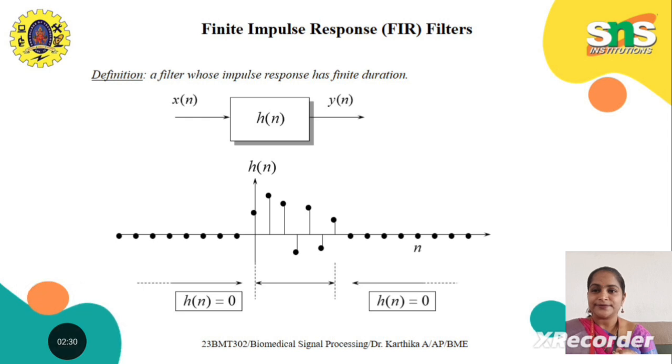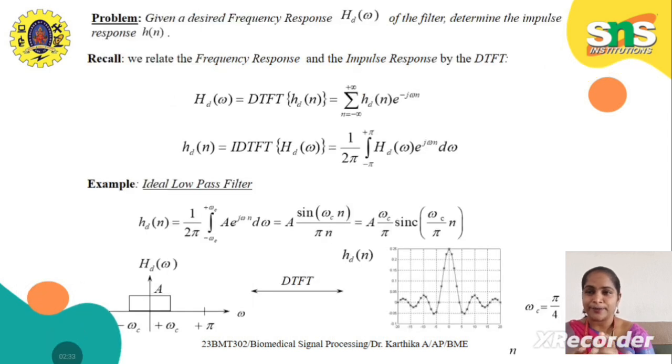Here we have a problem. For a given desired frequency response Hd of omega of the filter, determine the impulse response h of n. We relate the frequency response and the impulse response by the DTFT. The formula is Hd of omega equal to DTFT of hd of n, which is equal to summation n equal to minus infinity to plus infinity hd of n e power minus j omega n. And for hd of n, the IDTFT of Hd of omega is equal to 1 by 2 pi integral minus pi to pi Hd of omega e power j omega n d omega.